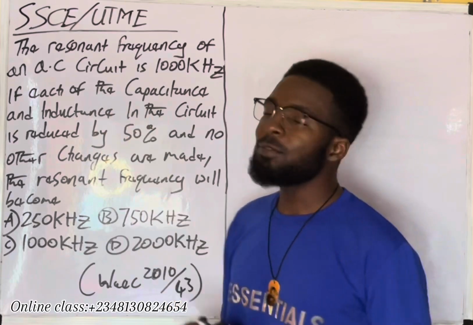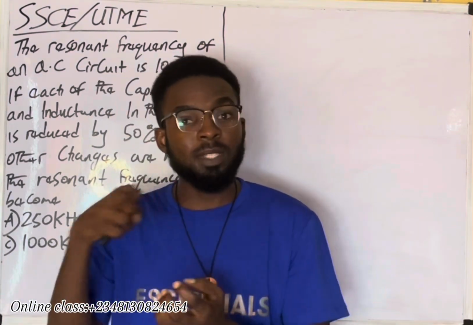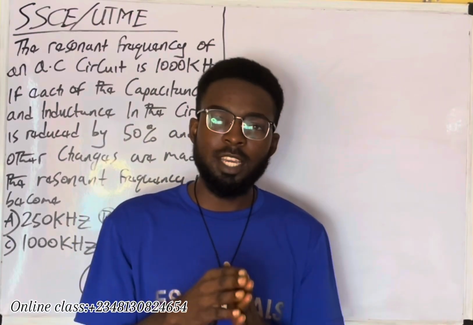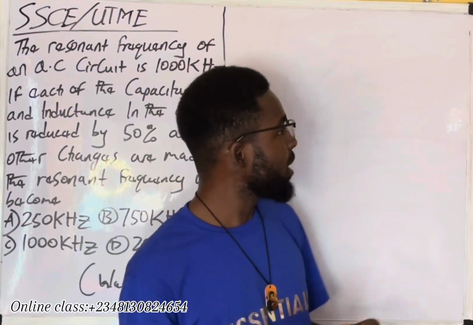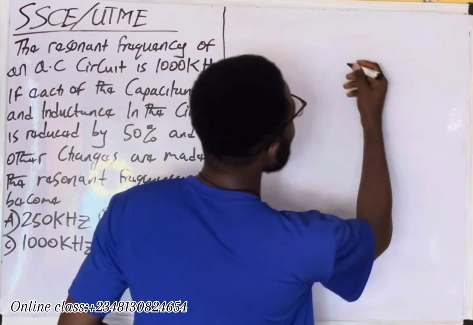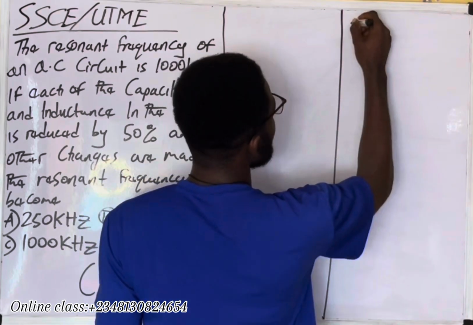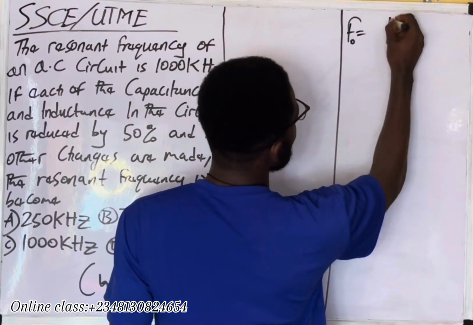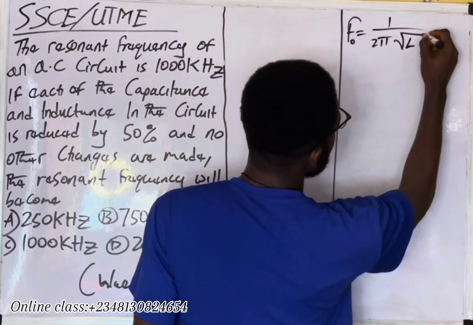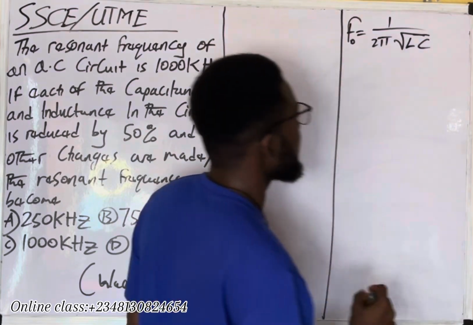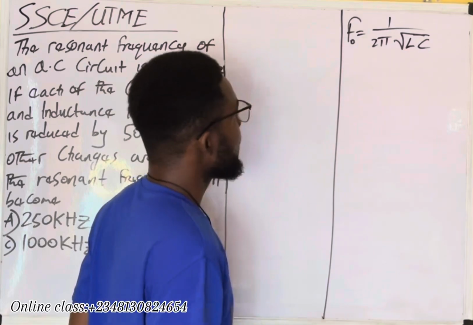Okay, resonant frequency. Resonant frequency occurs when the maximum current in the circuit is obtained. And for the maximum current in the circuit to be obtained, it means that the impedance must be minimal. The formula for resonant frequency is 1 all over 2 pi square root of the inductance and the capacitance of the circuit.